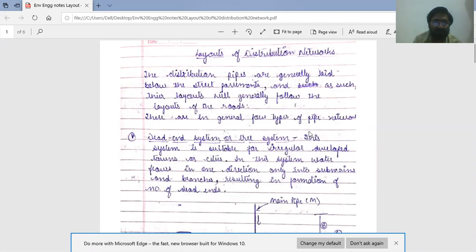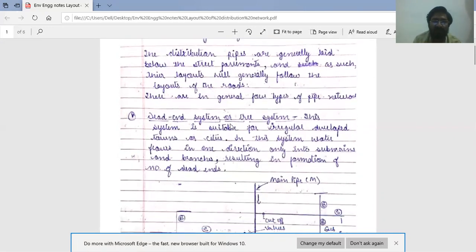First system or network is dead end system or tree system. This system is suitable for irregular developed towns or cities or haphazard growth cities. In this system, water flows in one direction only into submains and branches. There is no circulation of water, resulting in formation of number of dead ends.